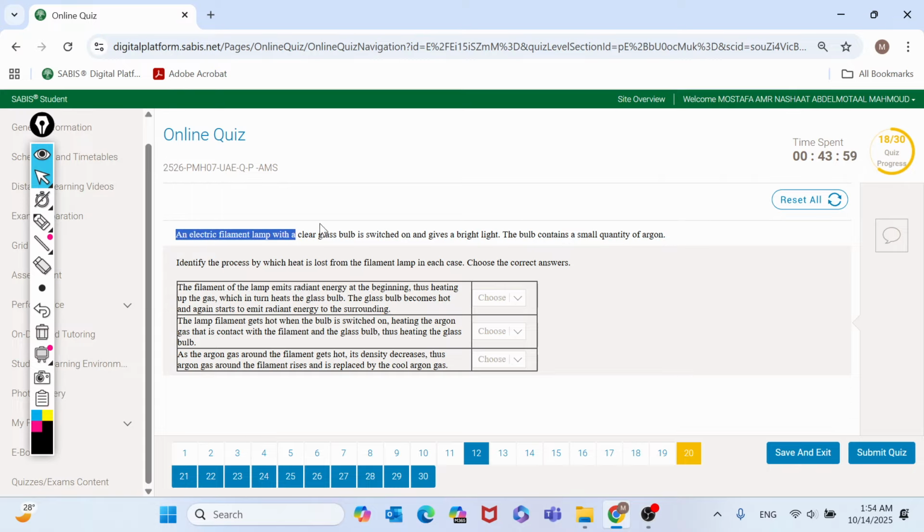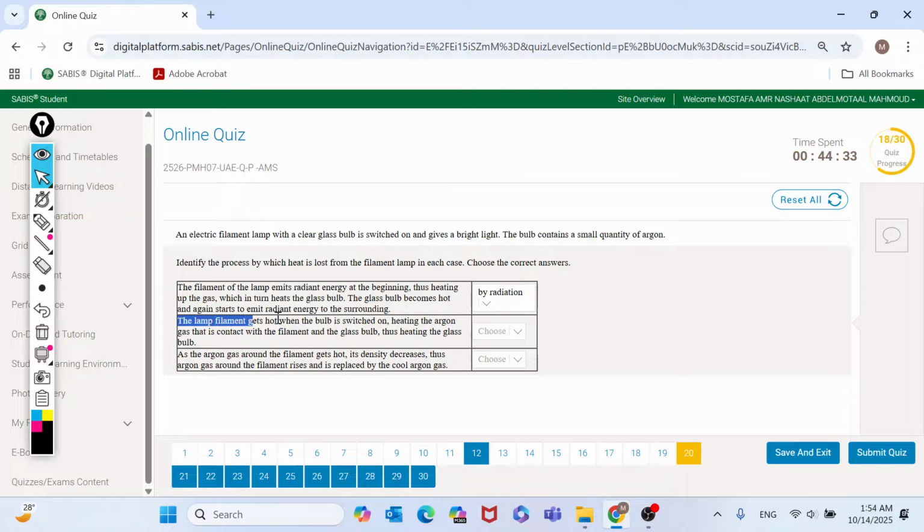An electric filament lamp with a clear glass bulb is switched on and gives a bright light. The bulb contains a small quantity of argon. Identify the process by which heat is lost from the filament lamp in each case. The filament of the lamp emits radiant energy. Already, you could just think radiation is radiant energy, heating up the gas, which in turn heats the glass bulb. The glass bulb becomes hot and again starts to emit radiant energy. So that one is radiation, because it's emitting radiation.